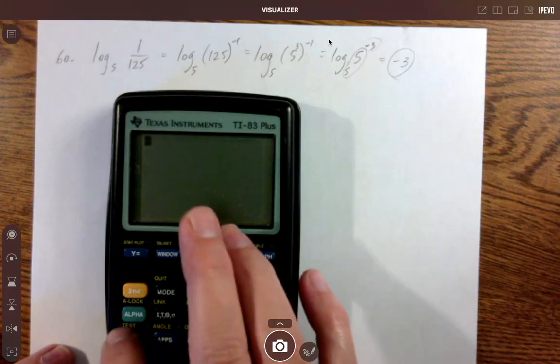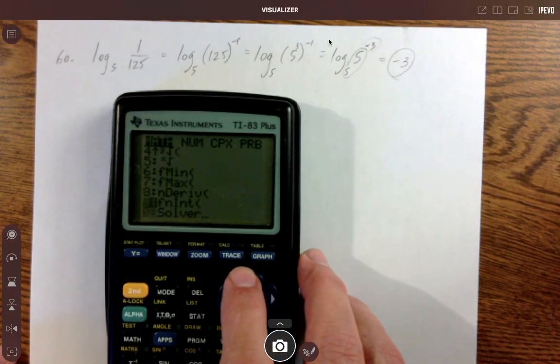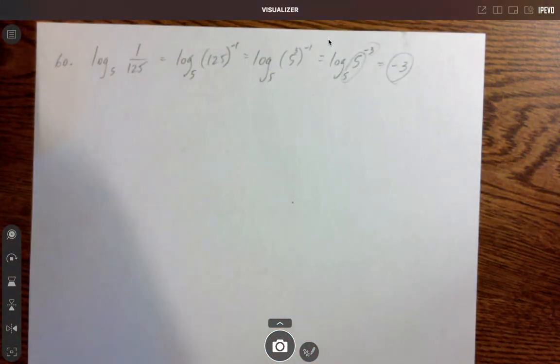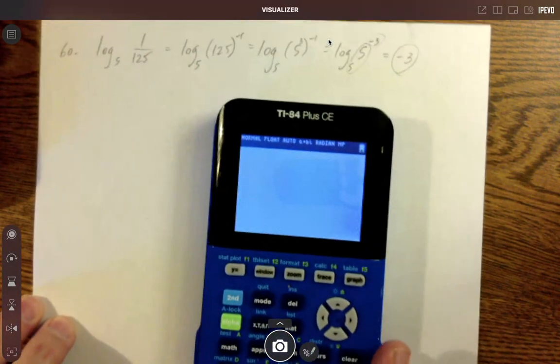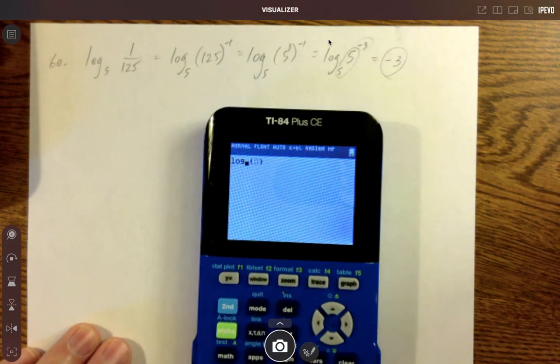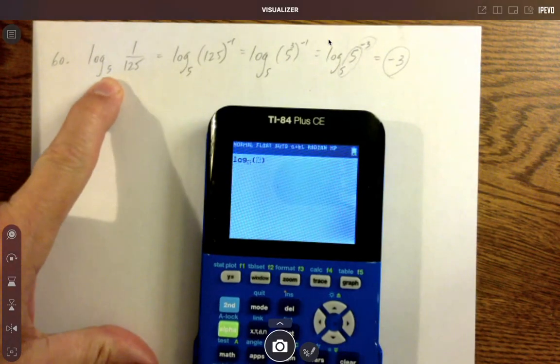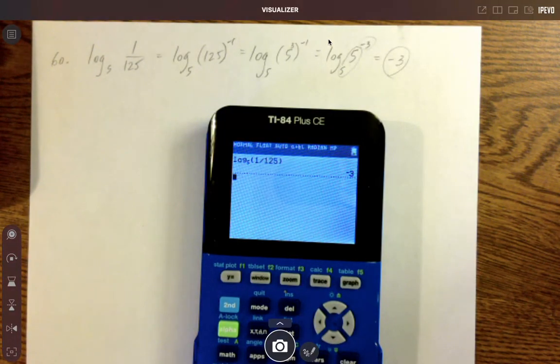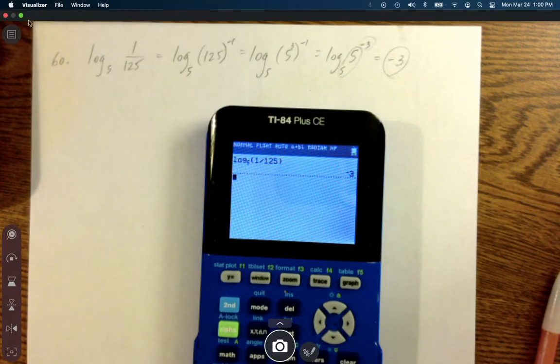So let's see, go to math. Oh, this is the old calculator, it doesn't have a change of base. So let me use my newer calculator. If I do math, log base, starting with the original, that's 5, and this is 1 over 125. I should get -3. There it is. But you need to be able to do that without a calculator. So if I were to give you a quiz without a calculator, you should be able to figure this out.